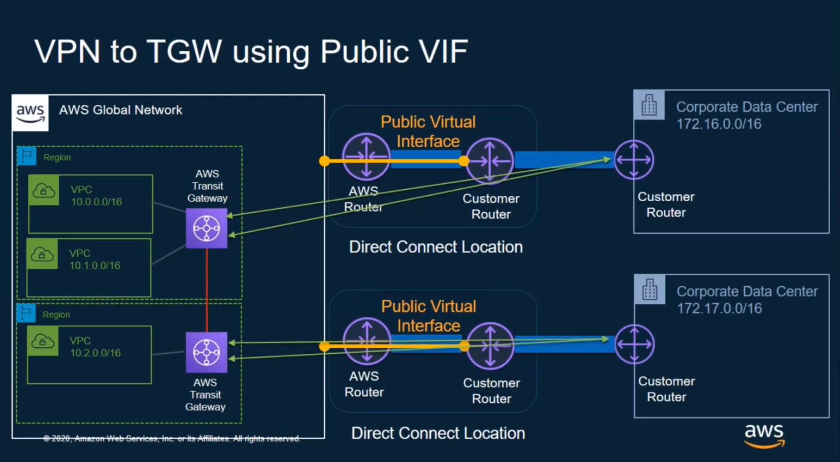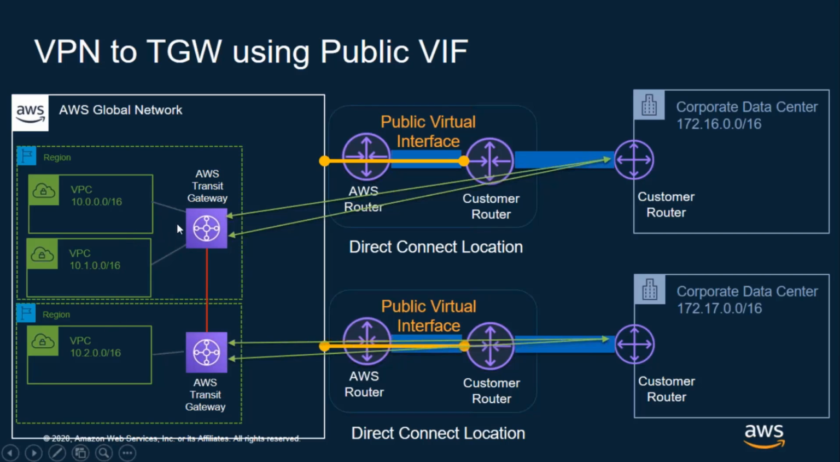For the first scenario, what we have is multiple sites, and each one of them has a Direct Connect connection. Ideally, this would be redundant Direct Connect connections per site. And we can establish a public virtual interface. Through this public virtual interface, we will establish VPN tunnels directly to the Transit Gateway, and the Transit Gateway will be connected to the different VPCs. The Transit Gateway is a regional construct, so it will only be able to connect to the VPCs that exist in the same region as it is.